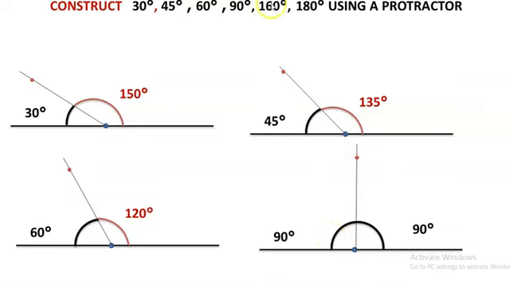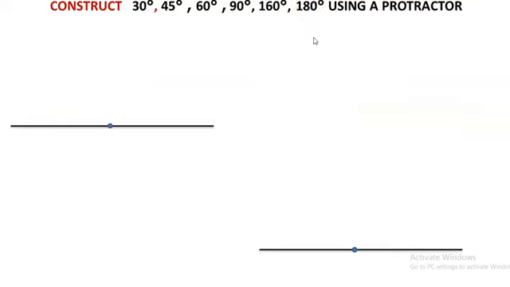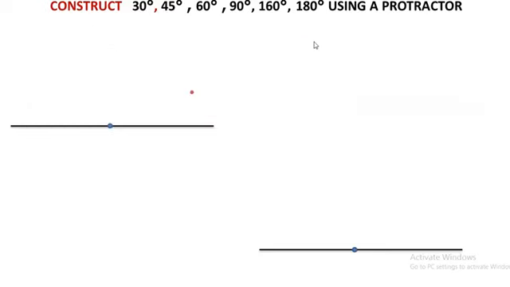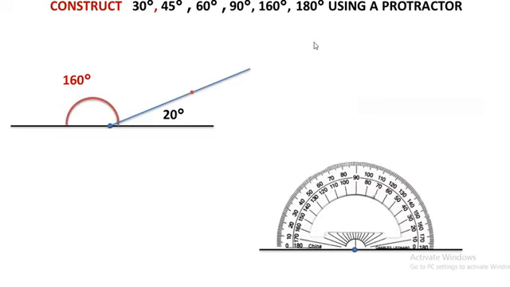Then the next is angle 160 degrees. Following the same steps, draw a horizontal line using a known length, mark the center point, placing the protractor on the line, making sure that the protractor touches the center point of the horizontal line. It will look exactly like this. So that is angle 160. The remaining one will be angle 20 degrees.